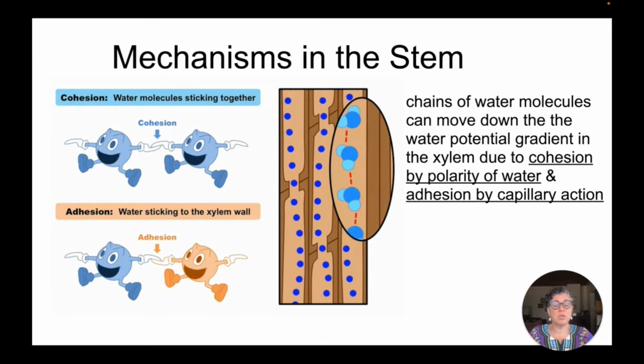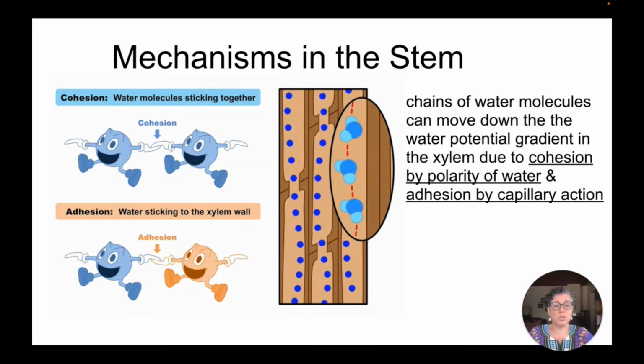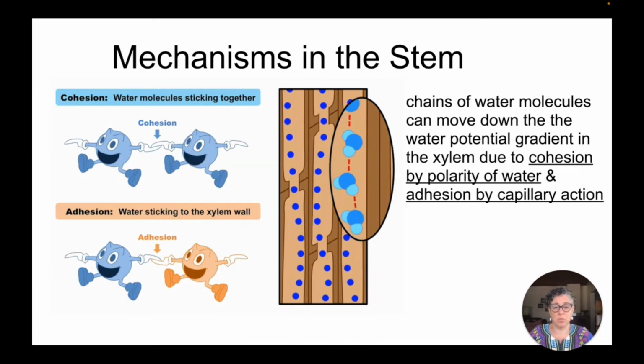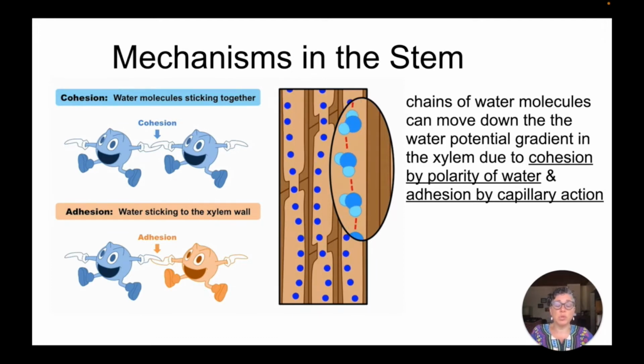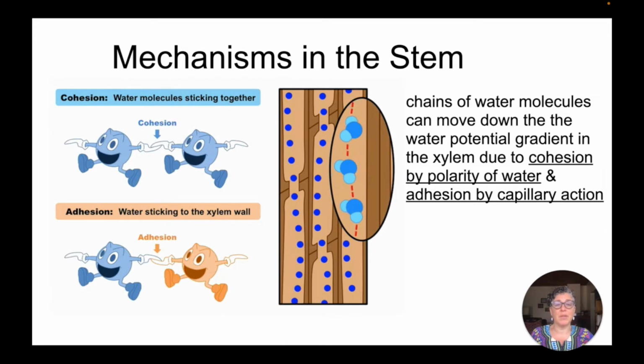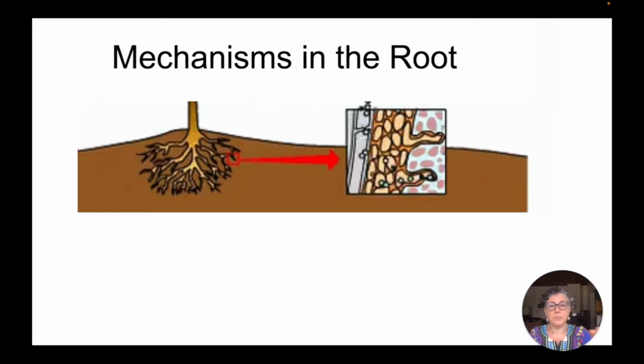And so this is cohesion because of polarity of water, and adhesion due to capillary action, which is the water sticking to the xylem wall itself. So those are two mechanisms that happen in the stem that are going to relate to water moving through the xylem. Then we have mechanisms in the root itself. And so here we have this little animation of water molecules moving from the soil into the root hair cells and into the xylem.